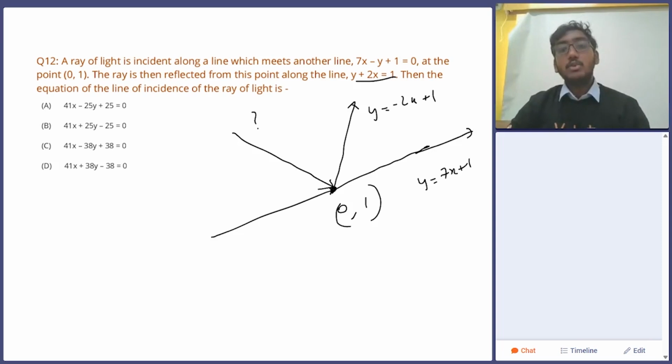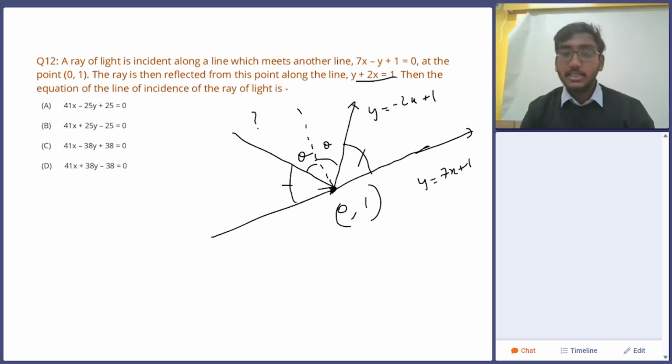What we want now is the slope of this. For that, we'll use the idea that angle of incidence will be angle of reflection. So if this is theta, this will also be theta. Consequently, these two angles are equal. This angle and this angle will become equal, because both are 90 minus theta.